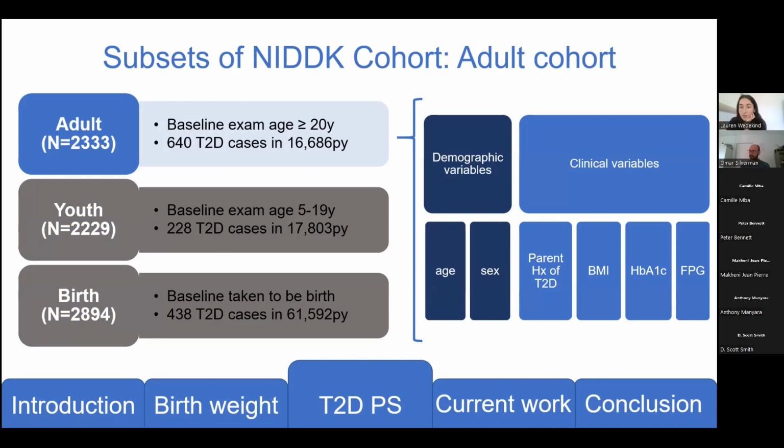So to look at the different clinical predictors for people in each of these different cohorts. For the adult cohort, you have the demographic variables, age and sex, and also clinical variables. So parental history, basically whether or not a parent had diabetes. BMI, which is an imperfect measure of adiposity, but it was what we had available, just important to acknowledge. HbA1c, which is a measure of glycemia over time, and also fasting plasma glucose.